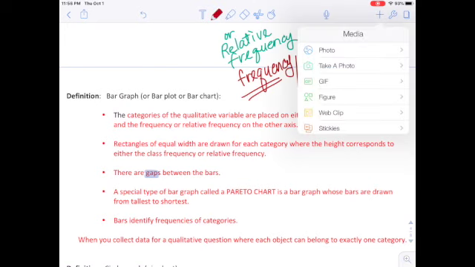Next, a special type of bar graph is called a Pareto chart. It is a bar graph whose bars are drawn from tallest to shortest, and we are not going to do that. The last thing: bars identify the frequency of a category. When you collect data for a qualitative question, each object can belong to exactly one category. You cannot have blood type A and also have blood type AB. That's just not going to work.